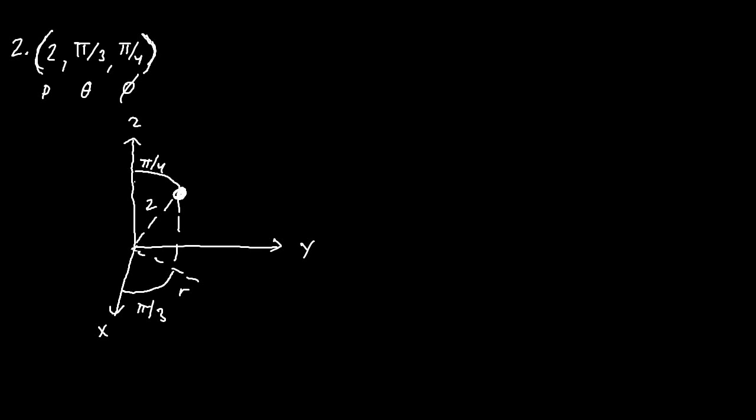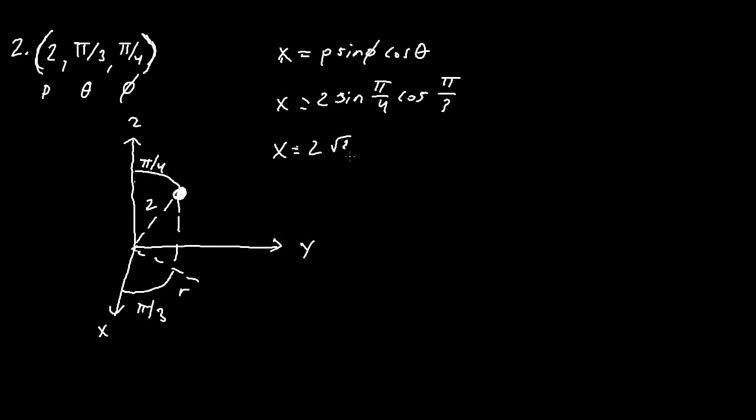Now let's go ahead and convert these spherical coordinates into rectangular coordinates. So once again, x is going to equal rho sine phi cosine of theta. So in this case, x is going to equal rho, which is 2, times sine of phi, which is pi over 4, times cosine of theta, which is pi over 3. Now that will lead us to 2 times sine of pi over 4, which is square root of 2 over 2, times cosine of pi over 3, which is 1/2. So the 2's will cancel, and so we're left with the square root of 2 over 2 as our x coordinate.